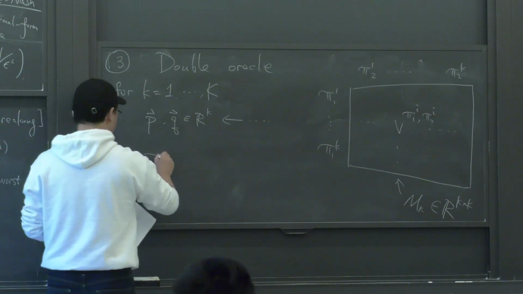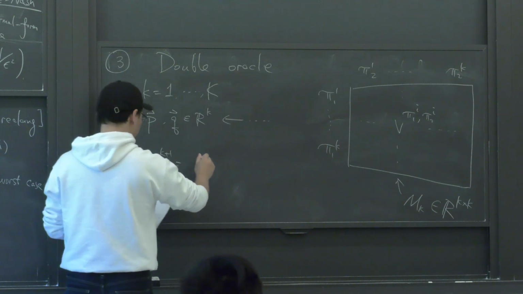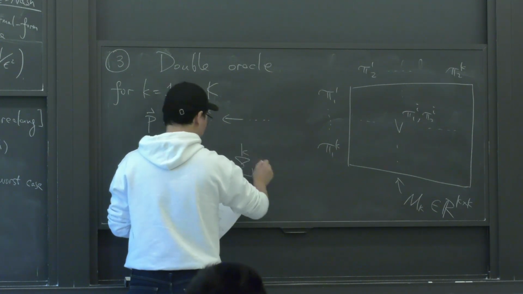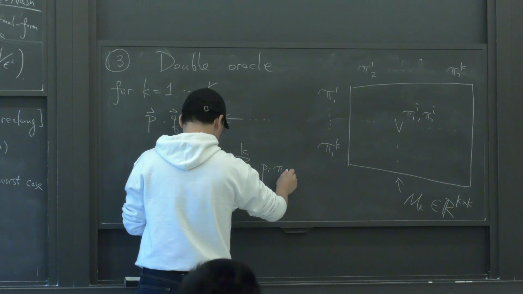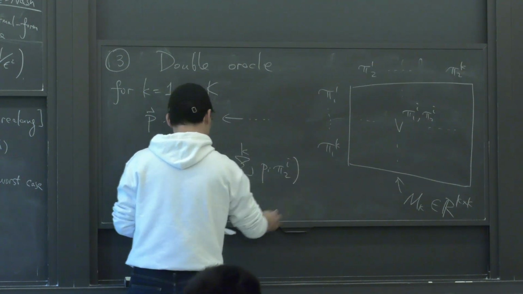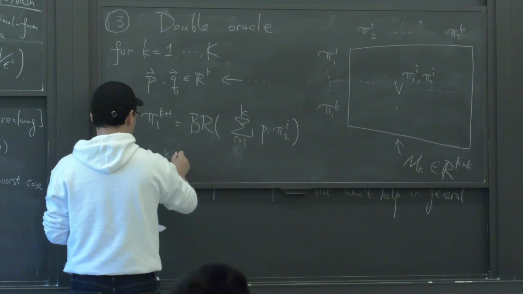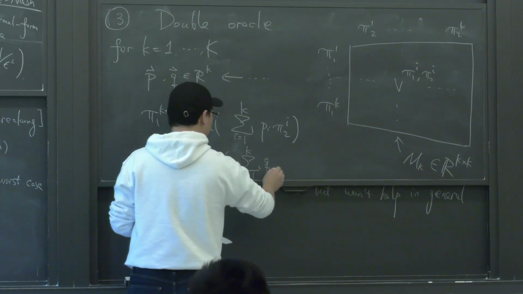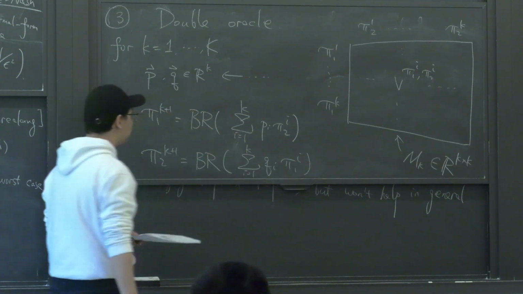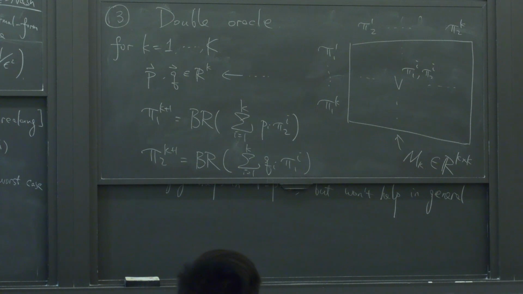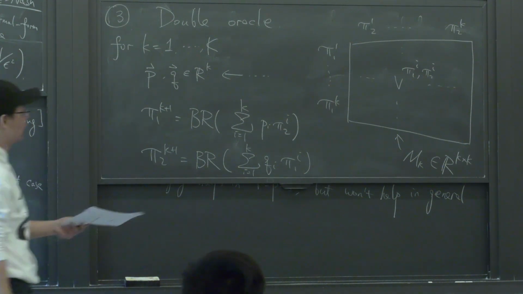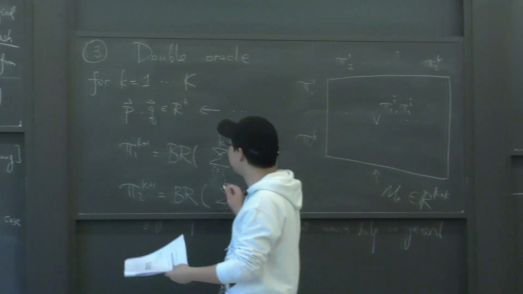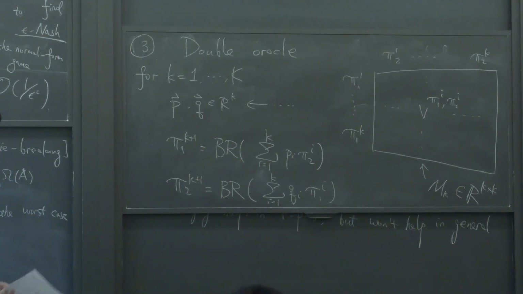And then π1,k+1 is equal to the best response to the summation from i equals 1 to k of p_i π2,i, and π2,k+1 is equal to the best response to the summation from i equals 1 to k of q_i π1,i. So this is just a slight generalization of fictitious play, so that we're no longer using just 1 over k weights; we're using other weights, p_i and q_i, where p and q are computed in some more complex fashion.